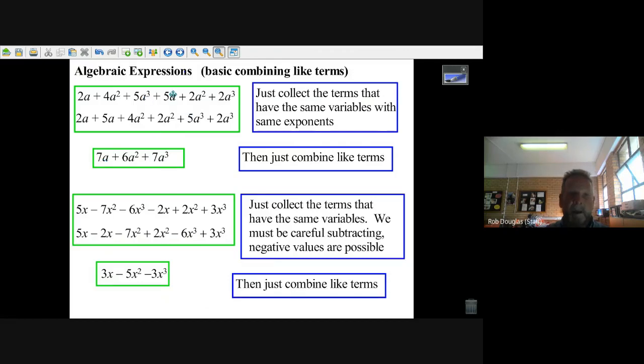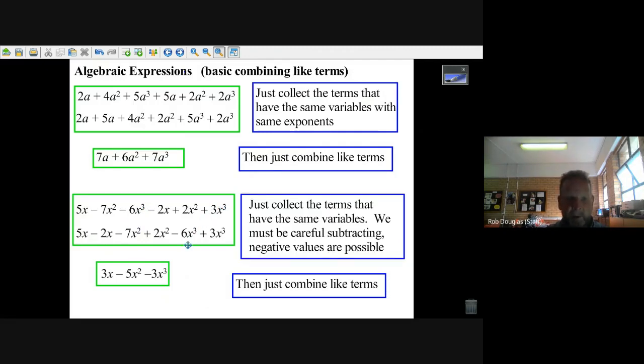But you've got 5a cubed and 2a cubed. They're called like terms, so you can put them together. So you combine the like terms. I should have actually put the leading exponent first, then the 6a squared, and then the 7a. But now we do the same thing here, but we got the 5x and the minus 2x are like terms. We put them together. Minus 5x squared gets put together with plus 2x squared, and then minus 6x cubed gets put together with plus 3x cubed.